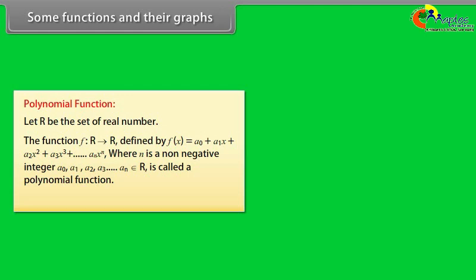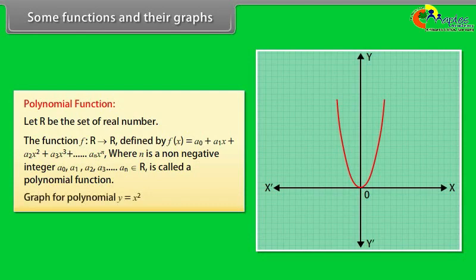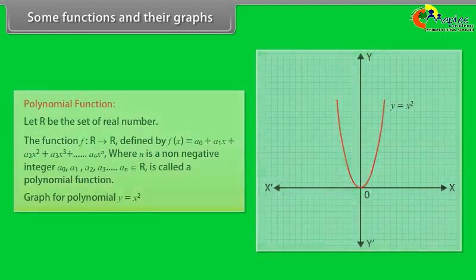a0, a1, a2, a3 till an belongs to R is called a polynomial function. A figure given below shows a graph of polynomial y is equal to x square.